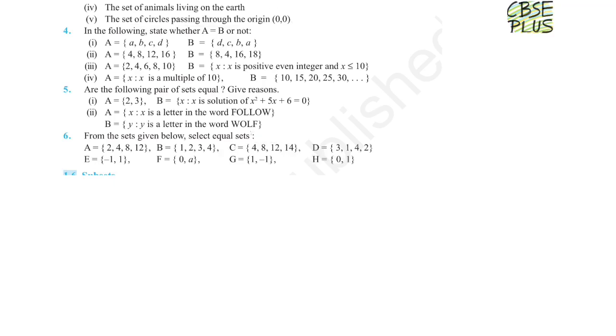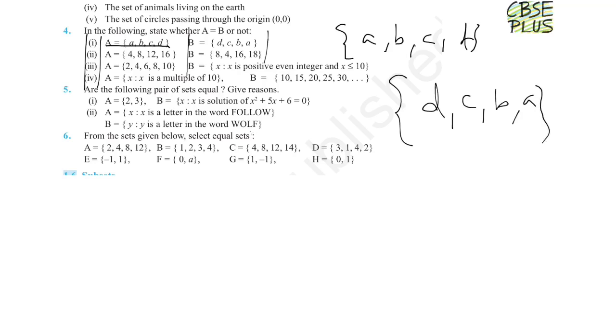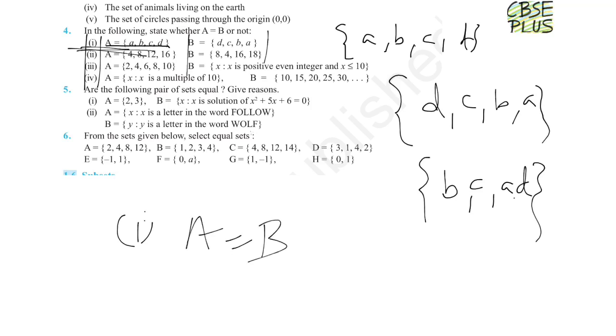In the fourth question, we have to match the first column and the second column, and here we see that there are sets given. The elements of A are A, B, C, D, and in B the elements are D, C, B, A. So is {A, B, C, D} equal to {D, C, B, A}? Then the answer is yes, because order is not at all important. If we write it as D, C, B, A or B, C, A, D, it means the same. So here in the first we can say that A is equal to B.